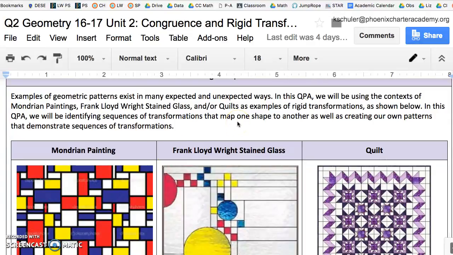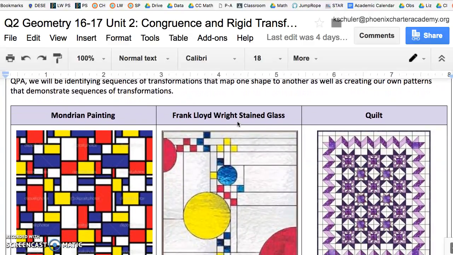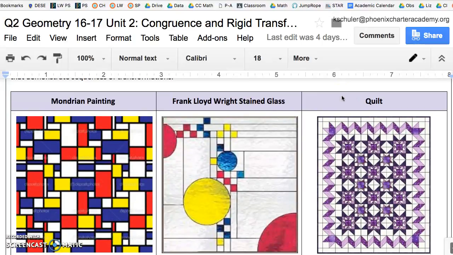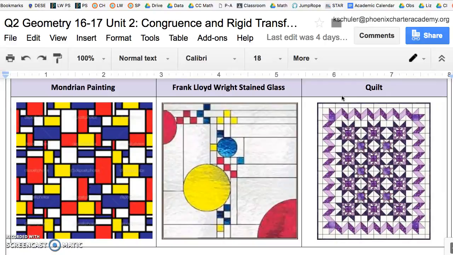So what we're going to be looking at are examples of geometric patterns that we can see in real life. And so these three examples are Mondrian patterns, Frank Lloyd Wright stained glass patterns, and quilt patterns. And so what we'll be doing is applying all of the work that we've been practicing around rigid transformations and applying them to Mondrian, Frank Lloyd Wright, and quilt patterns.